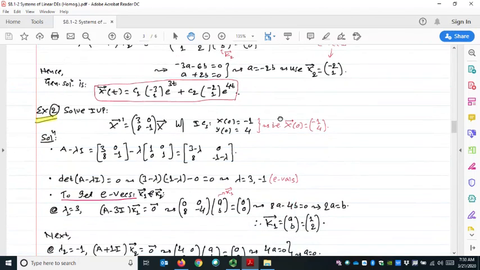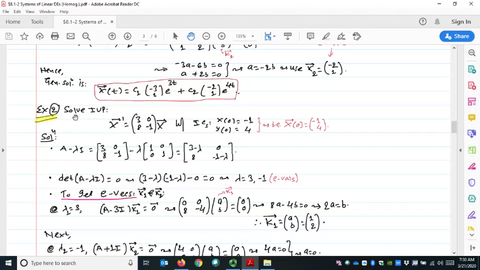Let's move on. Let's do example 2. Solve the initial value problem. So, differential equations with initial conditions given. Let's repeat the above procedure to find the general solution first, and then to find the values of C1 and C2, use this initial condition. So when t is 0, our x0 is negative 1, 4. Correct?